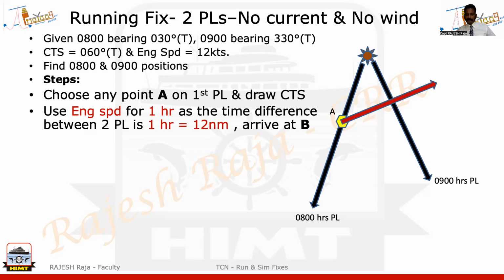I'm going to use the engine speed, but for how long? That duration is defined by the time between the two PLs. You can see it is 8 and 9 o'clock, so it is 1 hour. So I'm going to take 1 hour, which is 12 nautical miles. Please mark 12 nautical miles and call that Bravo.